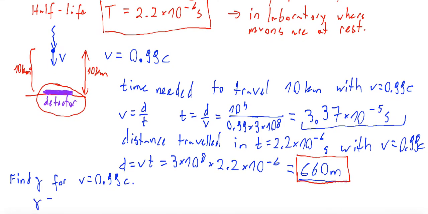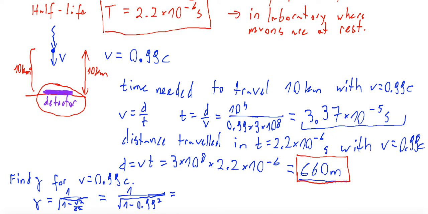Okay. I hope you did this. 1 over the root of 1 minus v squared over c squared, which is 1 over the square root of 1 minus 0.99 squared. Remember, c is crossed. Okay, I use a calculator to solve this problem.